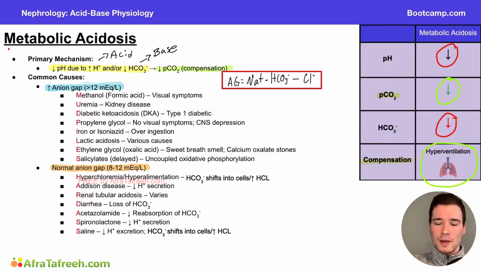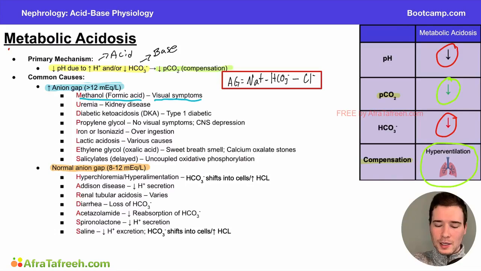So the first is going to be methanol, which is an alcohol that is used in antifreeze, and it can get metabolized into formic acid, which is toxic to the body. The key buzzword here, if you will, is that this can present with visual symptoms. So if somebody presents with a metabolic acidosis and they also have complaints of visual disturbances, this is the one that you should be thinking of right off the bat.